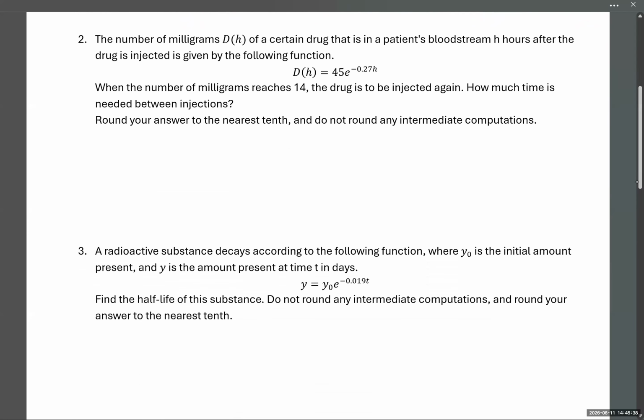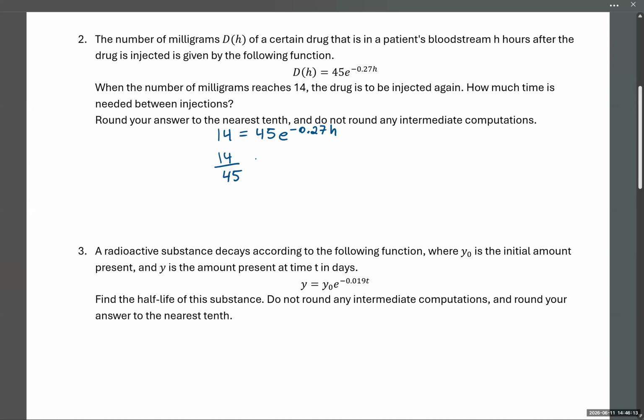Number two, the number of milligrams of a certain drug that is in the patient's bloodstream h hours after the drug is injected is given by the following function. When the number of milligrams reaches 14, the drug is to be injected again. How much time is needed between injections? So this time D is 14 and we need to find h. So plug in 14 for D equals 45 e to the negative 0.27h. We're going to start by dividing both sides by 45.